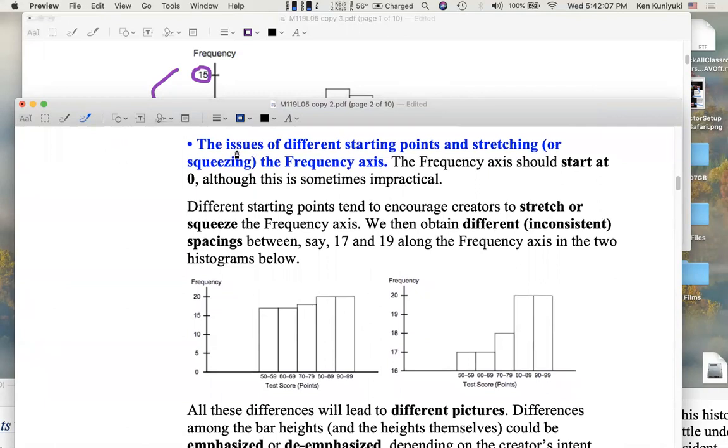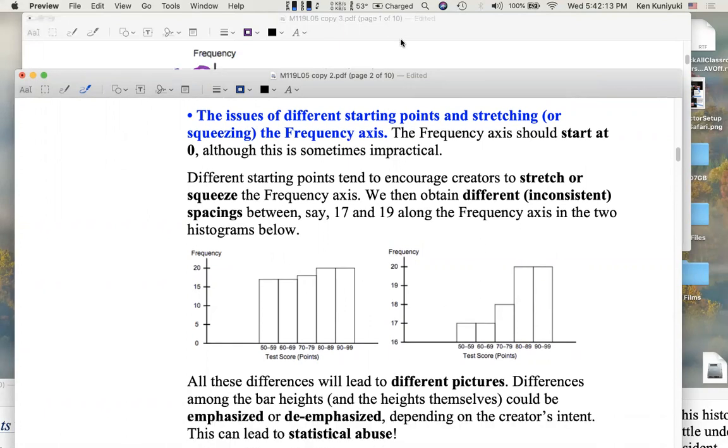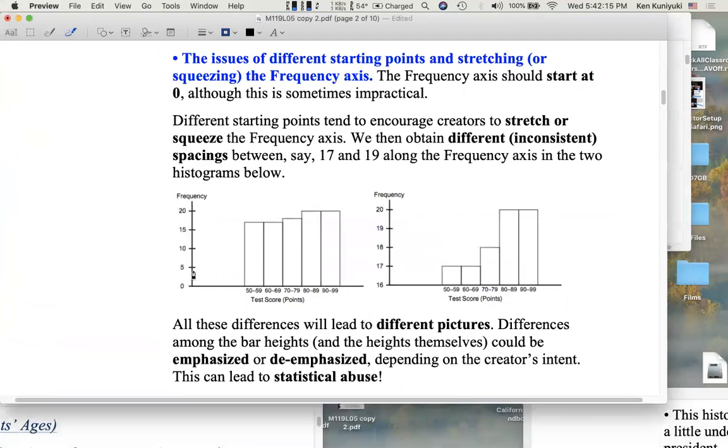All right. The issues of different starting points and stretching or squeezing the frequency axis. So that explained why these two pictures look very different. On the left, teacher A started at 0. On the right, teacher B started at 16. Not that that was necessarily incorrect, but why 16? For that matter, why 0? Sometimes it's impractical to start at 0, actually.